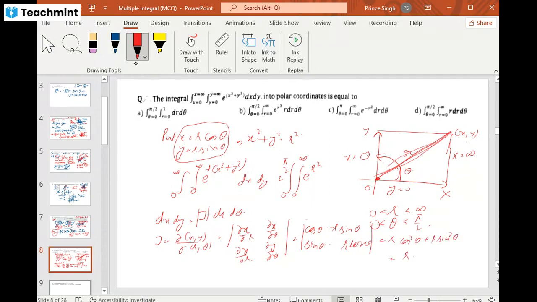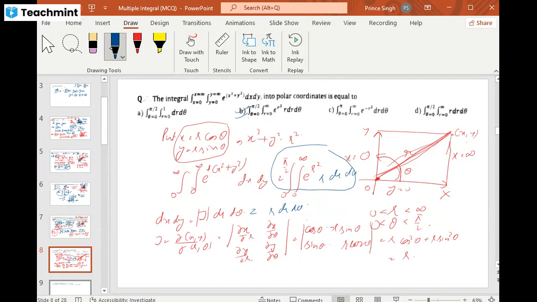So what is the representation of this integral? e raised to the power r square, so dx dy becomes r dr d theta. So it is the integral 0 to pi by 2, 0 to infinity, e raised to the power r square into r dr d theta. So it means the correct answer is option B only.